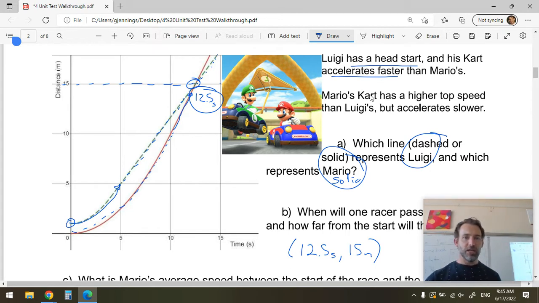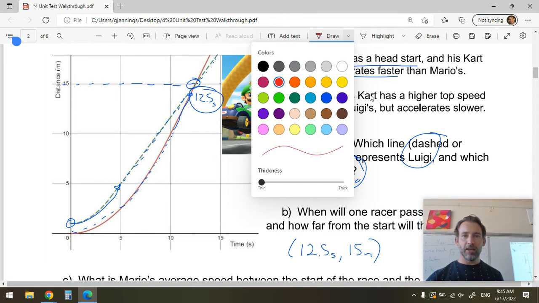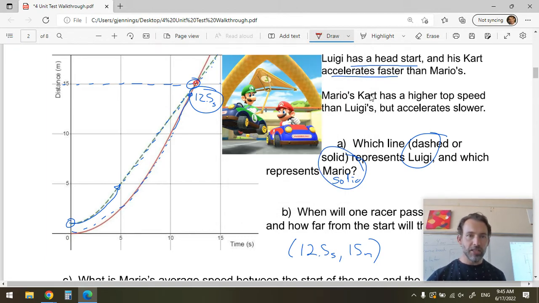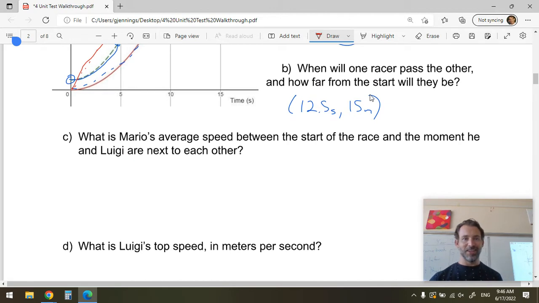To find the average speed, you're just going to find where they pass each other. His average speed is just from there to the starting point, okay? You just use this line, and the average speed over that whole time is the slope of that line. So that would be 15 over 12.5, which gives you 6 over 5. 6 over 5 is his speed. So you just do the rise over the run for that, which happens to be 6 over 5.